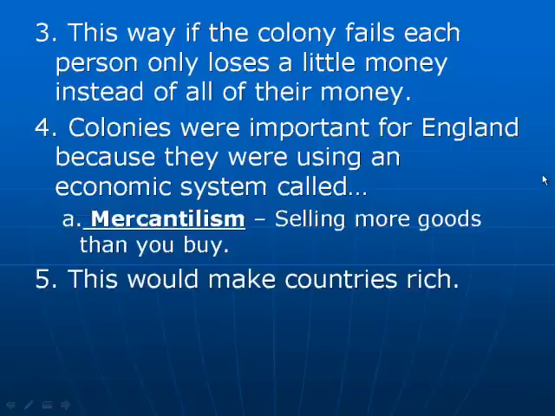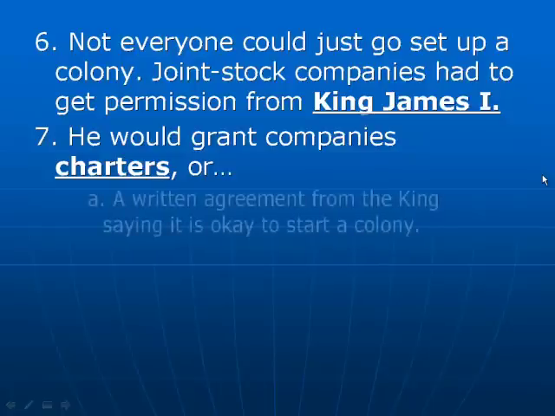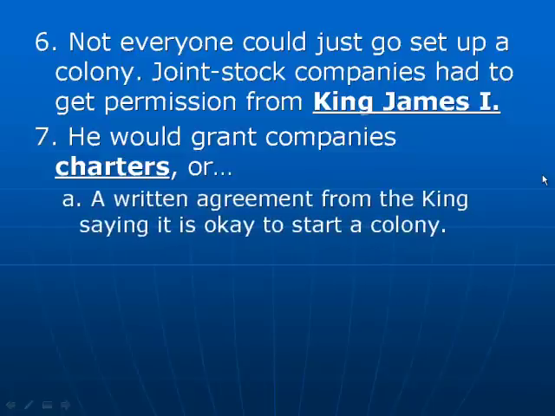So they're going to end up selling more than they buy. Not everyone could just go over and set up a colony. Joint stock companies had to get permission from King James, who is the king after Queen Elizabeth, and King James would issue charters, or a written agreement from the king saying it's okay to start a company or start a colony. There's basically two major joint stock companies that are going to be getting these charters: the Virginia Company of London and the Virginia Company of Plymouth, and we'll talk a little bit about the Virginia Company here in just a second.